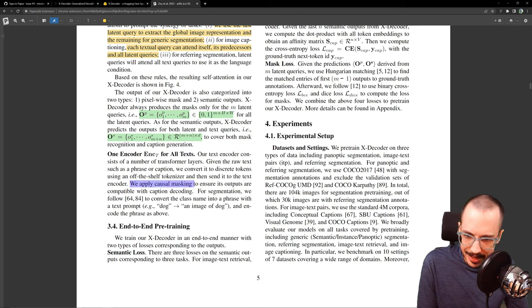We apply causal masking to ensure the outputs are compatible. For segmentation, we follow 64 to convert a class name into a phrase with a text prompt. Okay. So they are using an off-the-shelf tokenizer here. So they probably are using an off-the-shelf image or text encoder as well. Or not, maybe end-to-end pre-training here. I wonder if this extends to the image encoder and the text encoder.